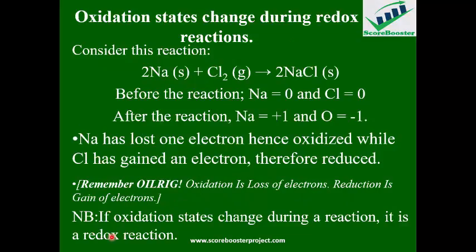So now, in a redox reaction, how does oxidation state change? Because we have said that we want to use this change in oxidation number, oxidation state, to determine oxidation reduction. So we want to know how it changes. Consider this reaction: sodium reacting with chlorine to form sodium chloride.